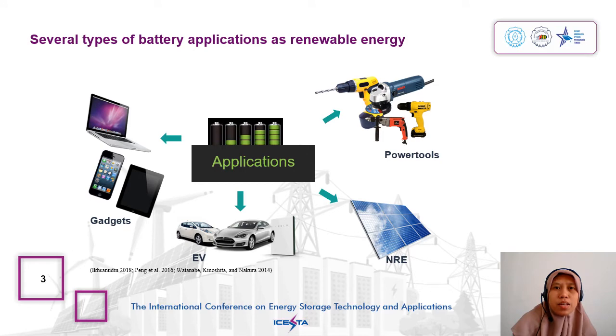And then I will explain several types of battery application as renewable energy. We know that lithium-ion batteries can be applied in many devices. For example, in electric vehicles, they will be more effective and cleaner than fossil fuel. A lithium-ion battery is one of the commercial battery types, which is the most widely used source of electrochemical energy currently.